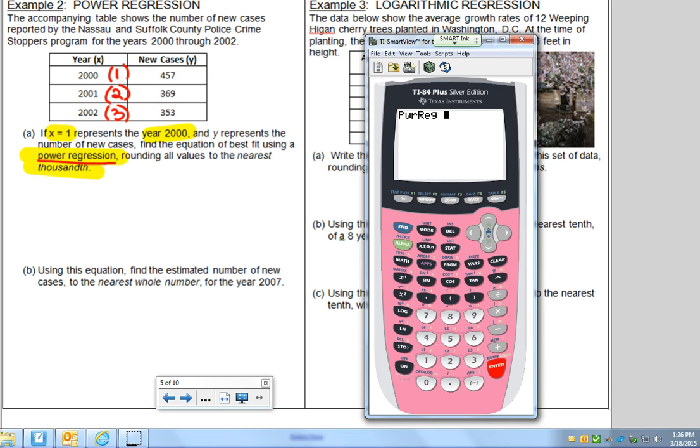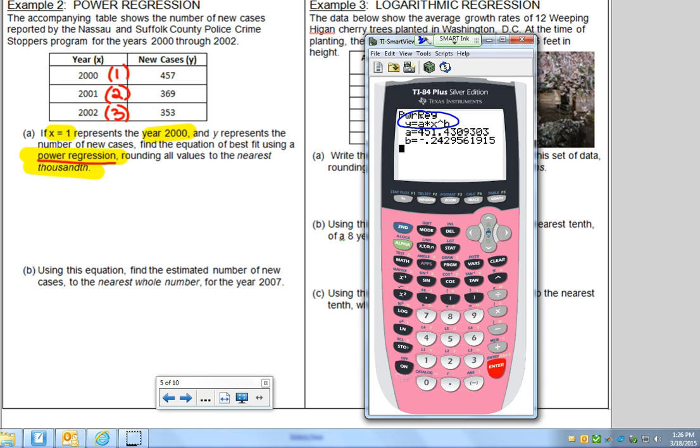Again, my calculator looks different. Your X list again will be L1. Your Y list again will be L2. Make sure on the 84 the frequency list is blank. On the Inspires you'll see a 1. Again, this is what your answer is going to look like. All you have to do is fill in the values.